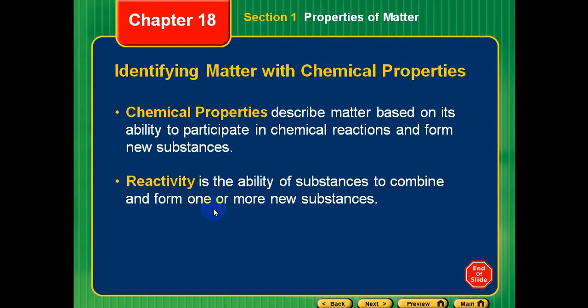Okay, as I said, some substances are very reactive, like sodium. When you put sodium in water, it reacts violently and releases light and sound and heat. So reactivity means whether the substance will react or change to a new substance easily or not. And this is the first chemical property. We have also another chemical property called flammability. Flammability means whether the substance easily burns or not.